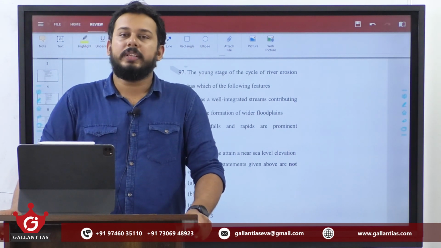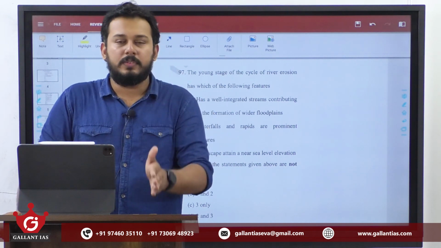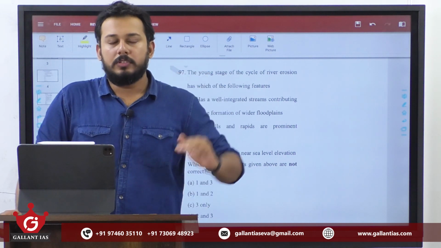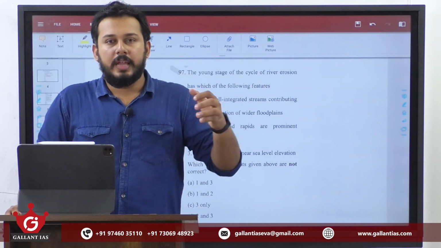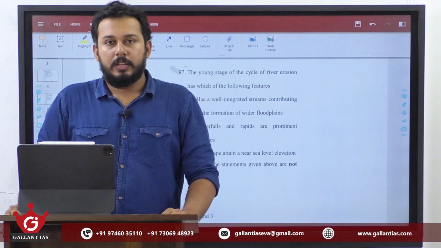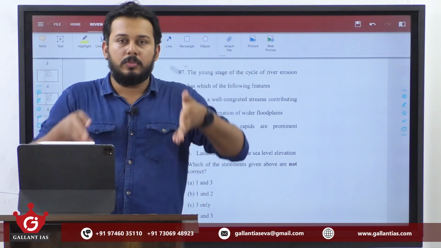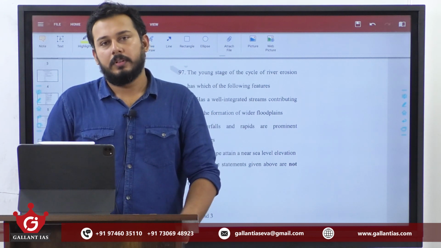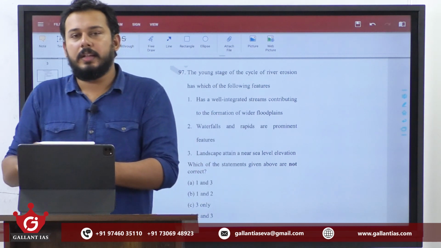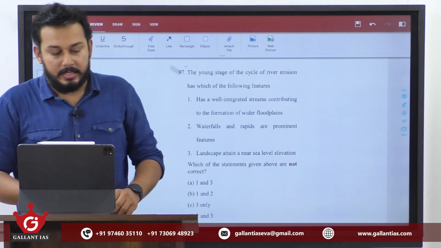The youth stage or young stage, it is the phase in which the river is flowing through the mountain. It will be having greater energy. It will be having greater velocity. It will be having greater erosional capability. It will be eroding at a greater rate. That is vertical erosion. That means it will be digging to the depth. Then when it enters the plain, it reaches its mature stage. And towards the sea, it is reaching the end stage.